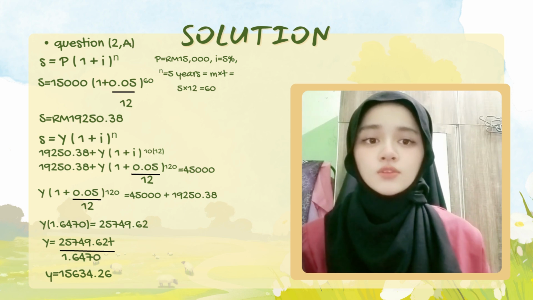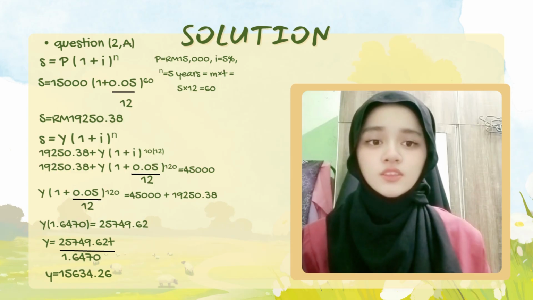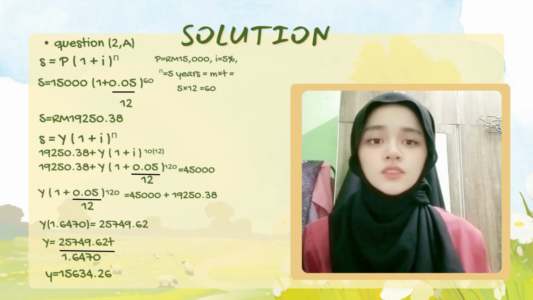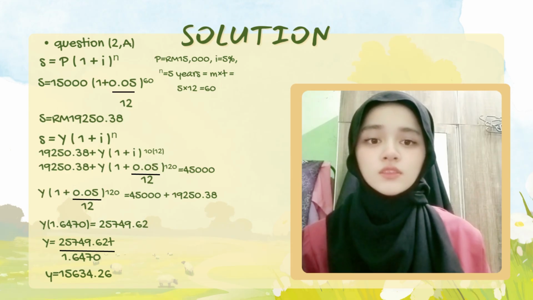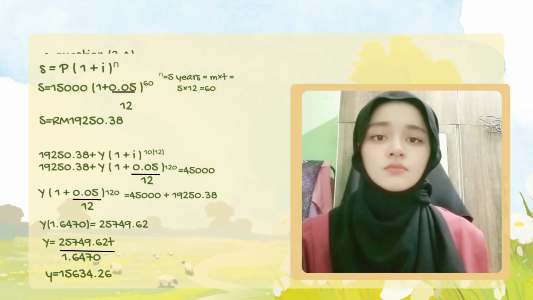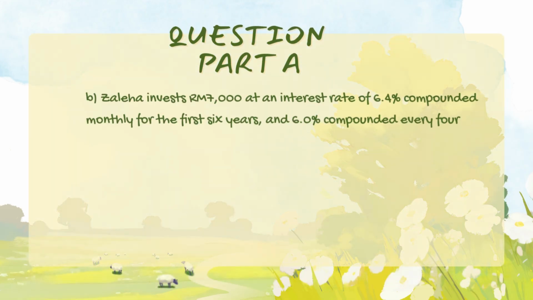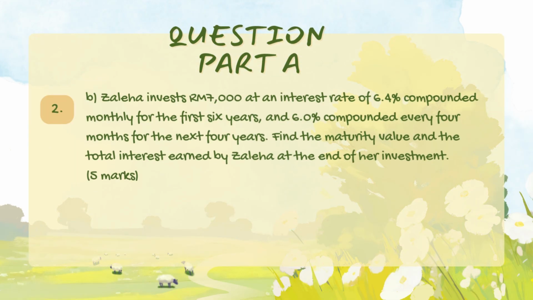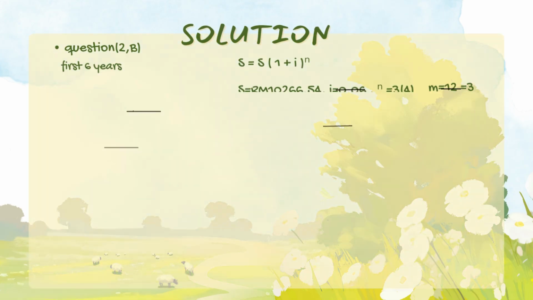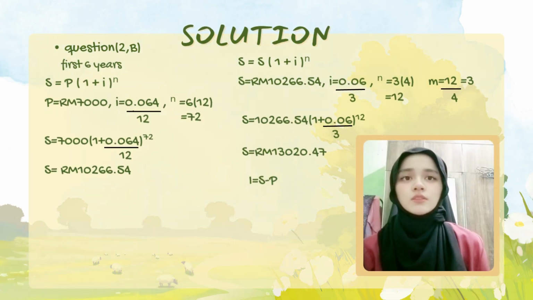The answer comes out to approximately Y equals 50,634 ringgit and 26 cents. So Ahmad needs to deposit about 15,634 ringgit for today. Let's move on to the next question.